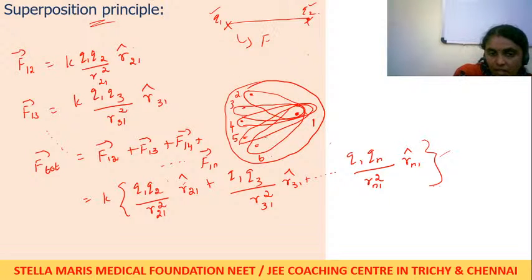So if n number of particles or n number of charges are present in a single system, the superposition principle will be used. This force will be written using Coulomb's law. After that we add all the forces present here, so we can find out the force acting on the whole system. Okay, Nityashree.